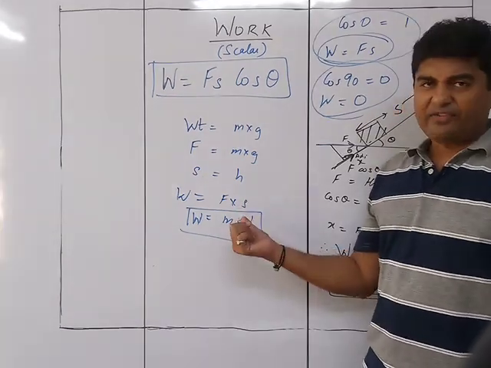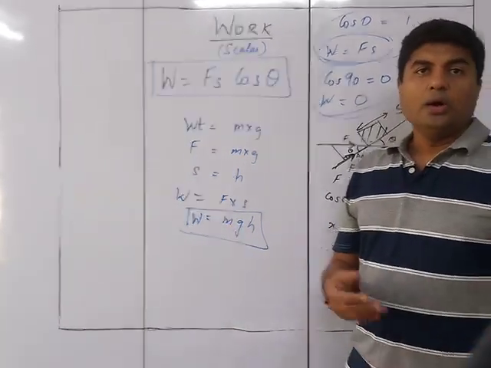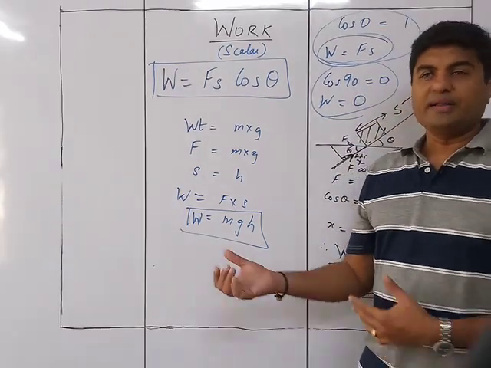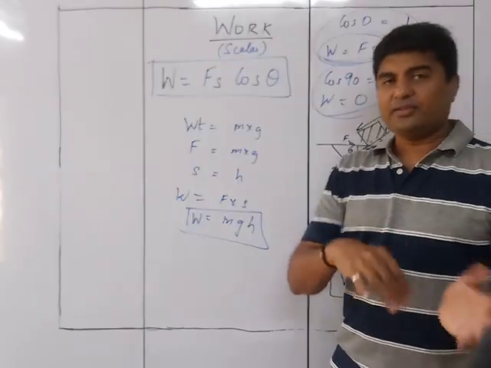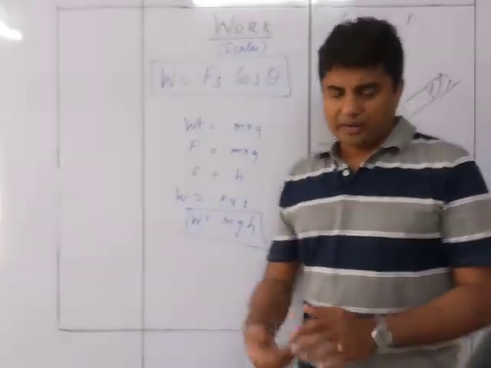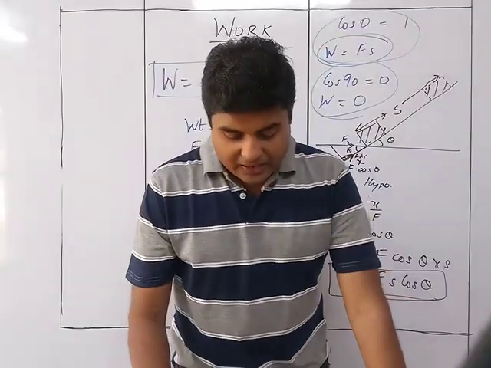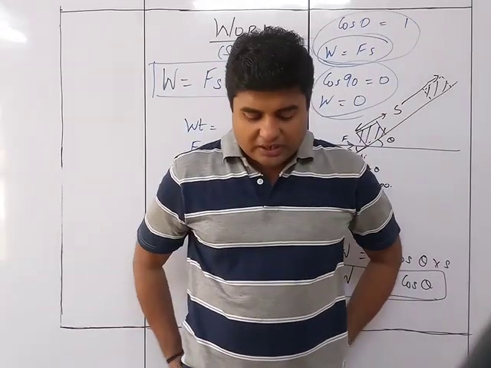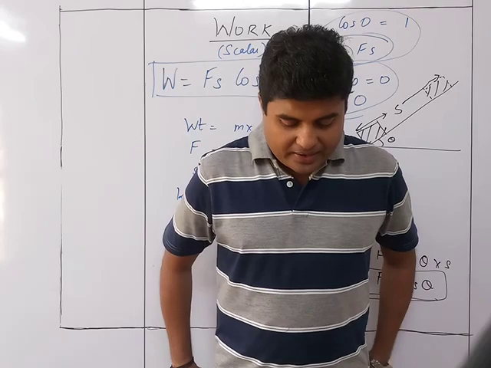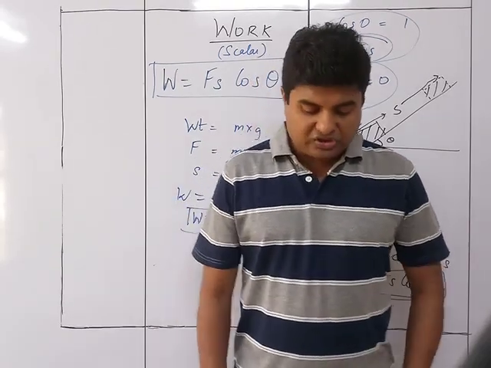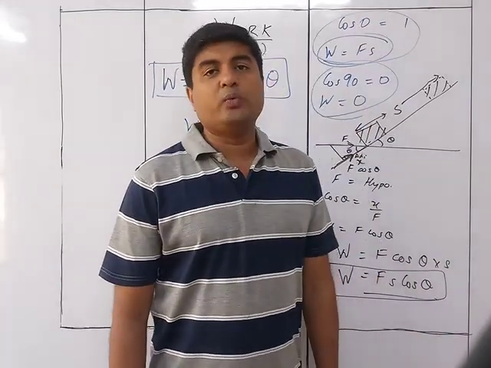Which is the same as Fs, but easier for solving a problem if I know this is the formula, rather than taking F equal to M into G and then S equal to H and then doing it. Yeah, it is better this way. Similarly, if a body revolves in a circular path under the influence of a force, on completing one round the displacement becomes 0. So the work done will be 0.